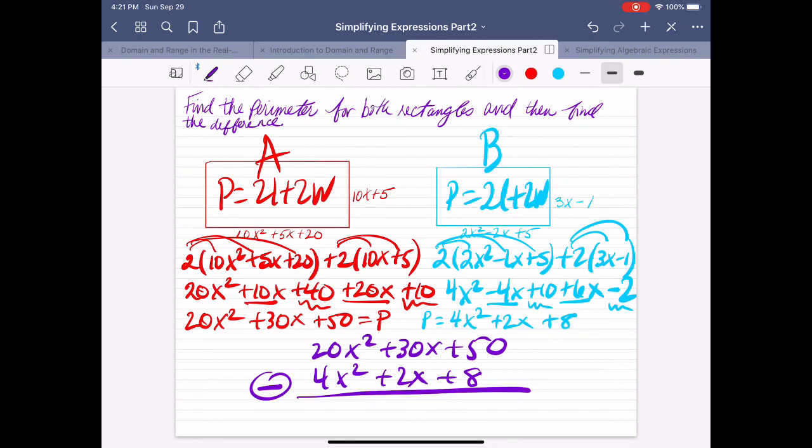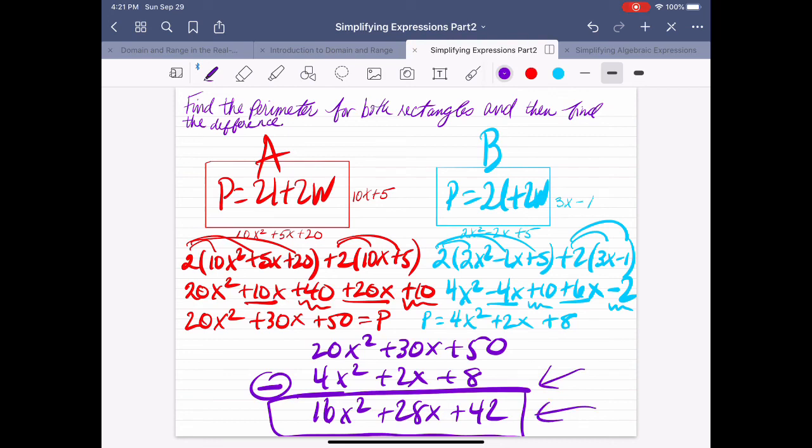So let's start with the x squares. 20x squared minus 4x squared. So 20 minus 4 is 16. Bring down the x squared. 30x minus 2x is 28x. And 50 minus 8 gives us positive 42. So whatever method you prefer, do it that way. You get the exact same answer.